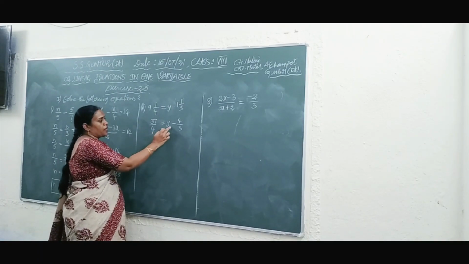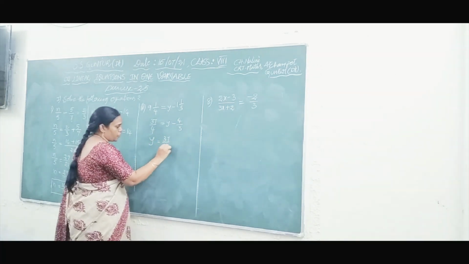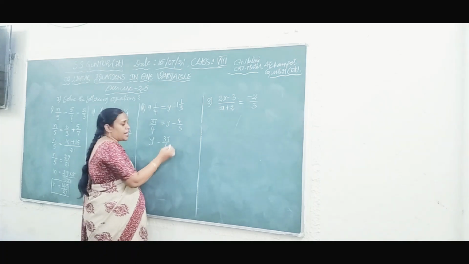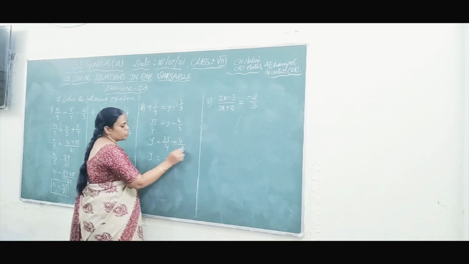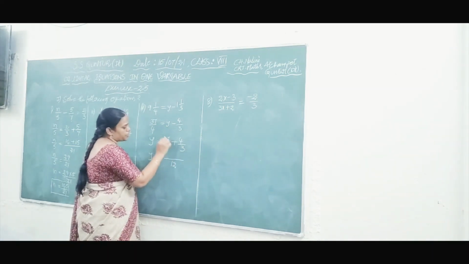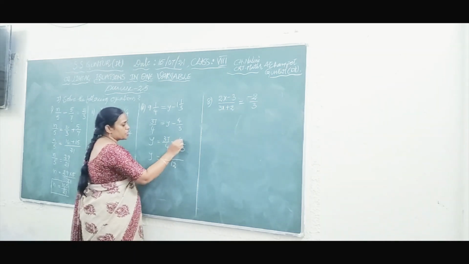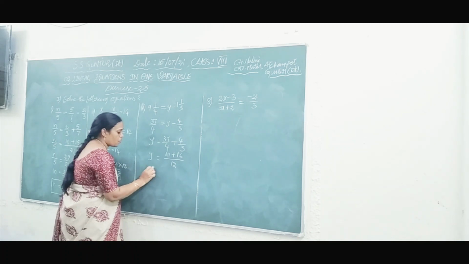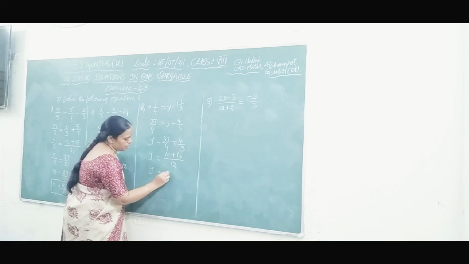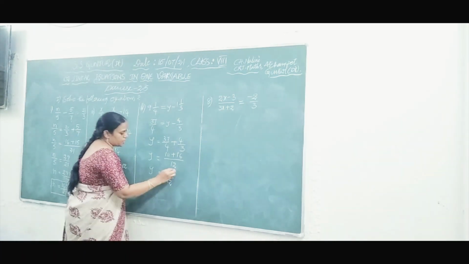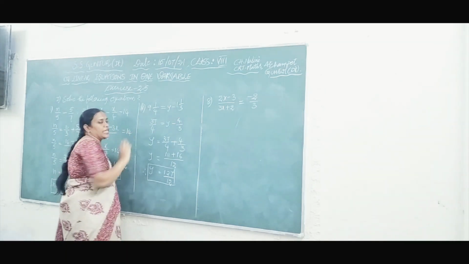37 by 4 is equal to y minus 4 by 3. Now, taking the y value to one side, the minus value comes to this side as plus 4 by 3. Now, taking the LCM of 4 and 3, which is 12. By doing cross multiplication, 37 threes are 111 plus 4 fours are 16. Now y is equal to 111 plus 16, how much? 127 by 12. So this is the value of y. This is the solution of this whole equation.